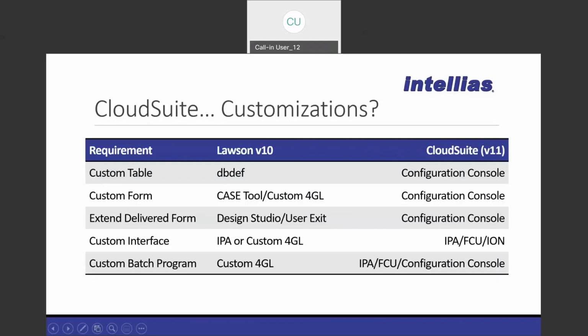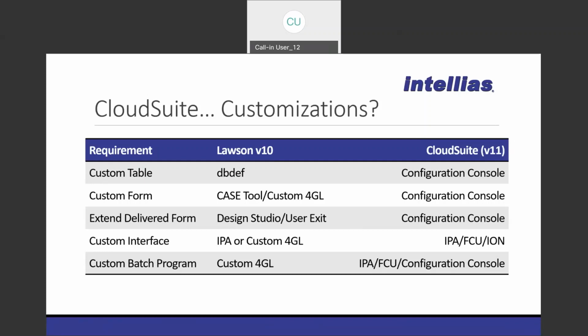The biggest question I get, especially from customers running Lawson 10 today, on-premise or in the cloud, is, well, what happens to my customizations? Maybe we have custom tables, interfaces, COBOL, etc. Where do those go? One of the big things with the CloudSuite is it's a rewrite of the applications, moving from a COBOL-based environment to Java. So things like Custom 4GL, even Design Studio, things like that, they have an equivalent, but we don't just move everything over like for like.